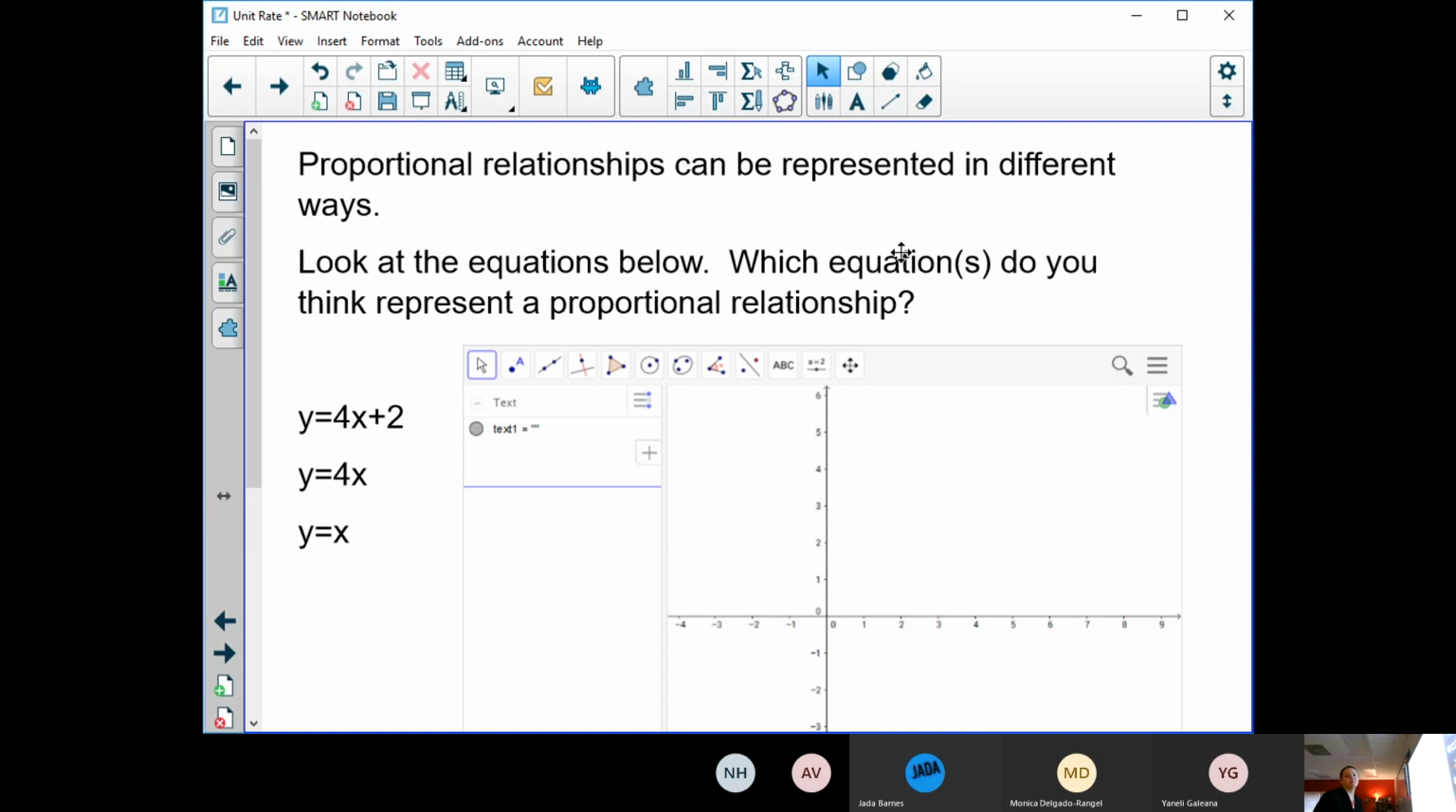All right, so when we are looking at equations to figure out if they are proportional or not, what we're looking for is, are they in y equals rx form? Are all three equations in y equals rx form?